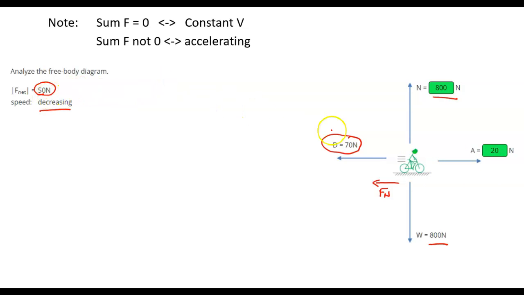And our net force is 50, so this must be 50 less than 70, which is where we come up with a 20. Okay, so we have 70 in this direction and 20 in this direction. So our net force is 50 in this direction. So these two forces must net out to be 50. And if we are slowing, the force is working against us. So the net force must be acting in the opposite direction of our motion. Okay, next one.